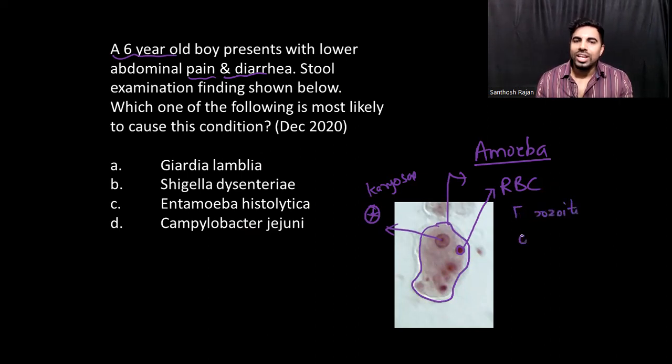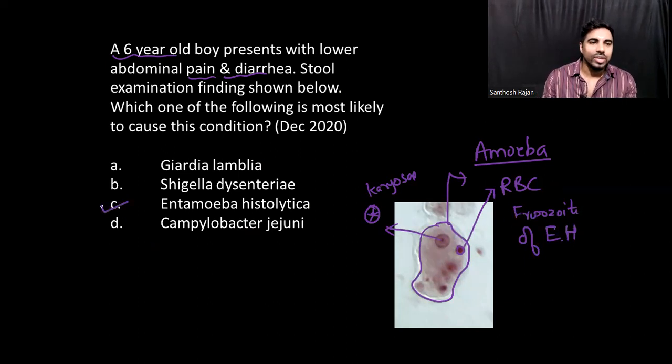Trophozoite of which one? Entamoeba histolytica, EH. Trophozoite of Entamoeba histolytica. So you got it here. Because the one which you're seeing, this is the amoeba. This is a trophozoite form. We have trophozoite and cyst.